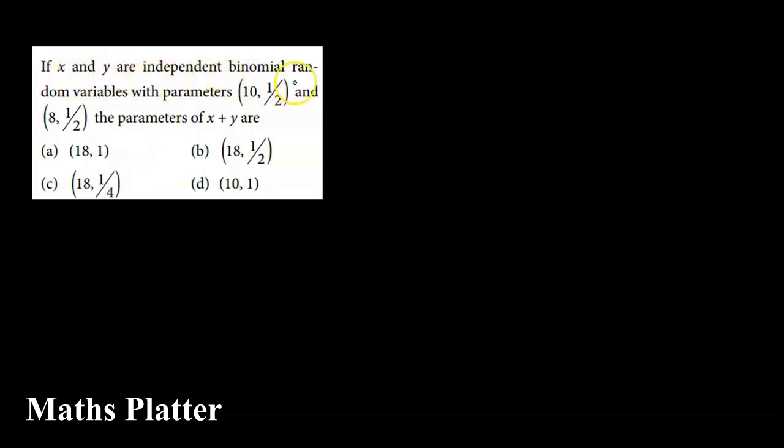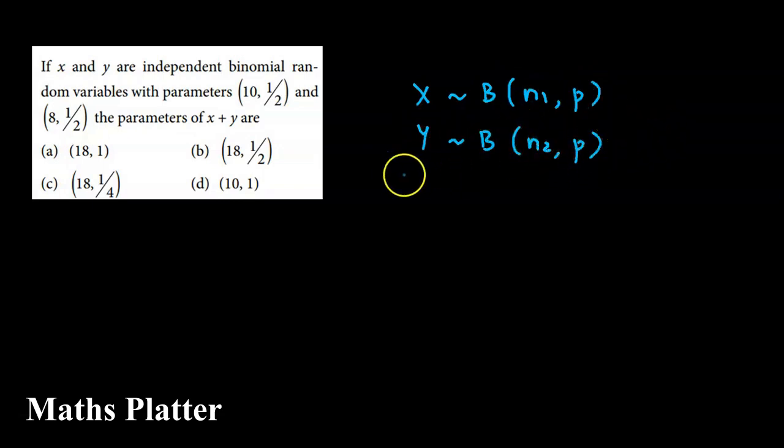If x and y are independent binomial random variables with parameters 10, half and 8, half, the parameters of x and y are. Now we know that if x follows binomial distribution with parameters n1 and p, and y also follows binomial distribution with parameters n2 and p, then x plus y will follow binomial distribution with parameters n1 plus n2, p. अब ये एडिटिव प्रॉपर्टी यहाँ पे यूज कर सकते हैं.